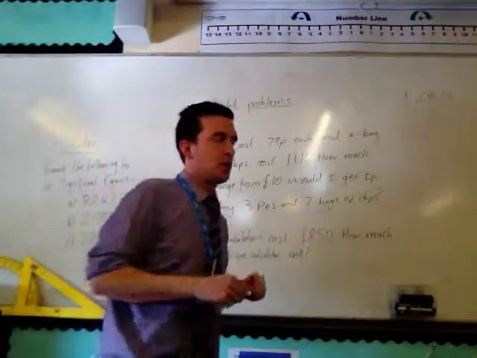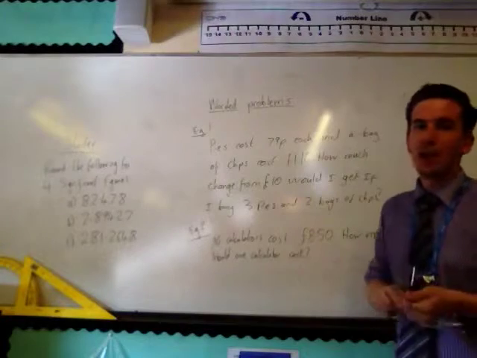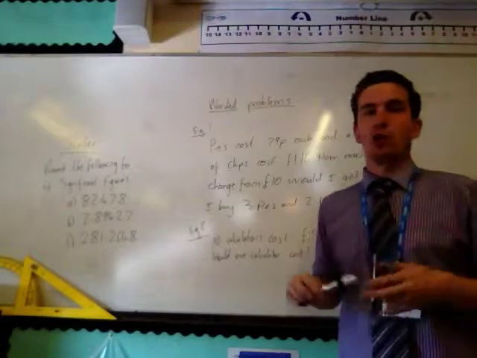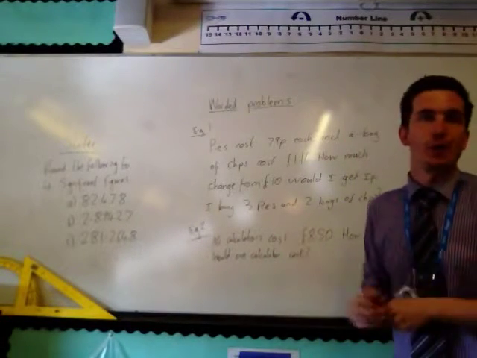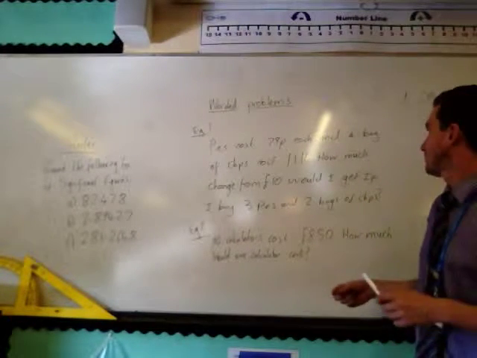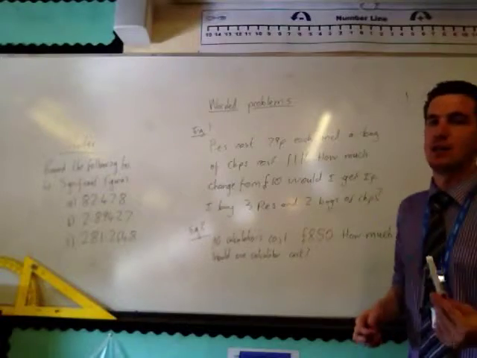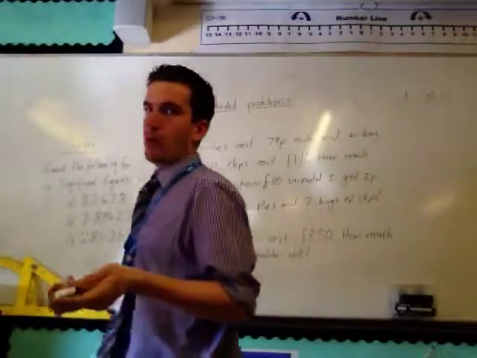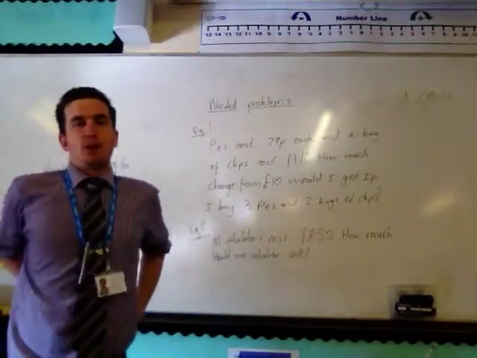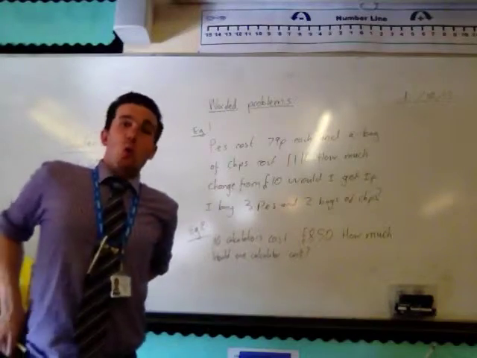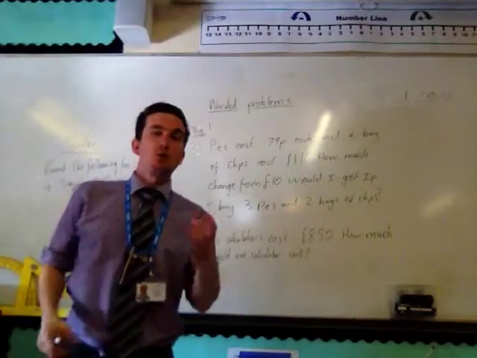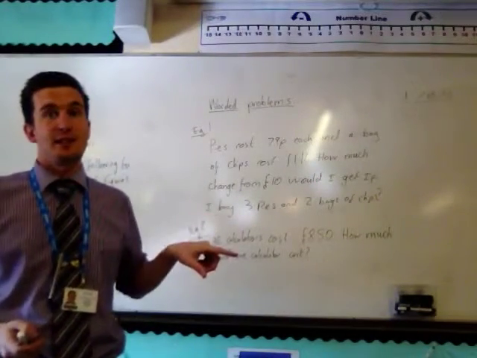So the first question says, pies cost 79p each, and a bag of chips cost £1.10. So let's assume we're going to the chippy. How much change from £10 will I get if I buy 3 pies and 2 bags of chips? Now, the reason that we look at worded questions is because we've got to break this down. What's actually being asked here? And there's quite a bit. Well, how much change do I get from £10? So at some point we're going to have to do some subtracting, which we did last lesson.